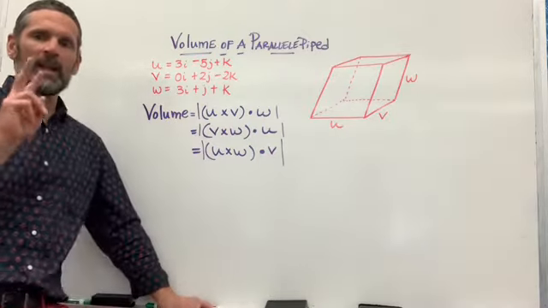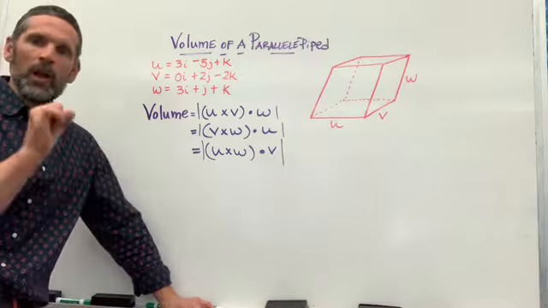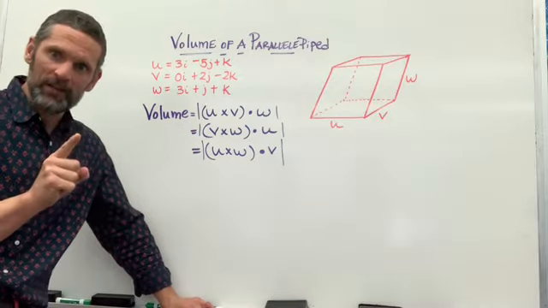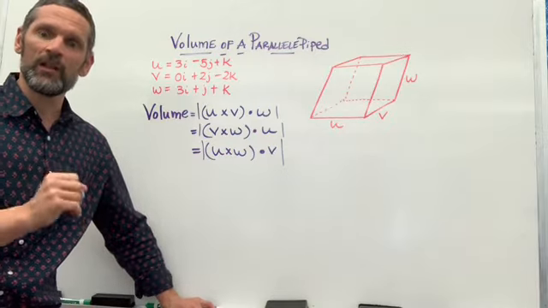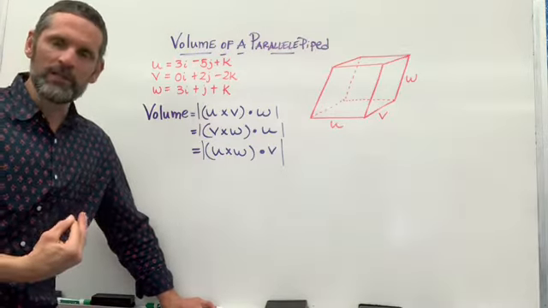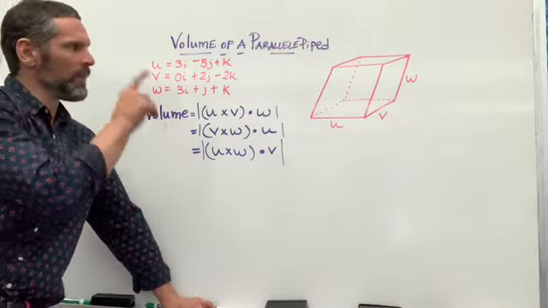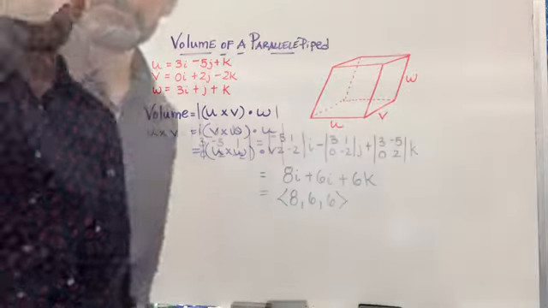So in short, take any two vectors of the parallelepiped, cross them, find that vector answer, and then dot that vector with the third vector, and you'll get a scalar number. The positive of that scalar number will represent the volume of this shape.